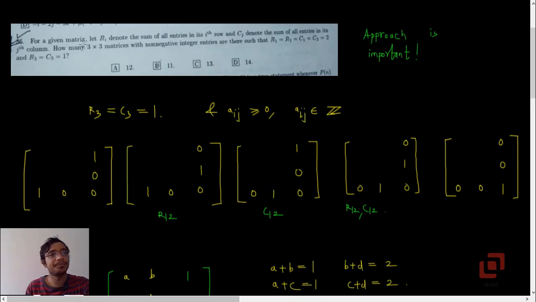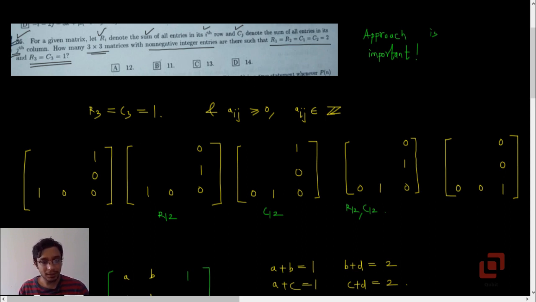Question number 36. For a given matrix, let Ri denote the sum of all entries in its ith row, and let Cj denote the sum of all entries in its jth column. How many 3 by 3 matrices with non-negative integer entries are there such that R1 equal to R2 equal to C1 equal to C2 equal to 2 and R3 equal to C3 equal to 1? And the options are 12, 11, 13 and 14.